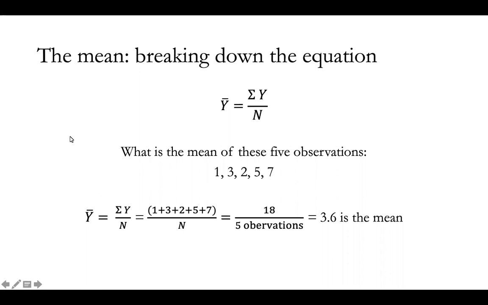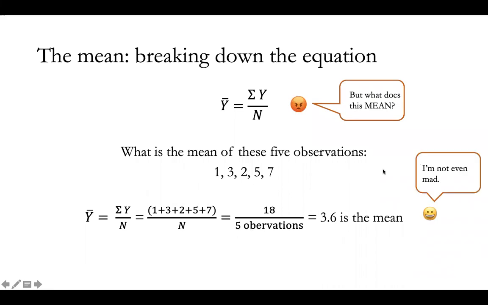Let's look at an example. Let's say you had just 5 observations: 1, 3, 2, 5, and 7. What does this equation mean? Well, it means that you add up 1, 3, 2, 5, and 7. That's 18, divided by the total number of observations. This is simple enough to do because there's such a small number of observations. That's 5. 18 divided by 5 is 3.6. And we're not even mad at this equation because it's so handy. Of course, you can imagine this gets very unwieldy when you're dealing with thousands, hundreds of thousands, or millions of observations, which is why we're going to have Stata help us do the heavy lifting.